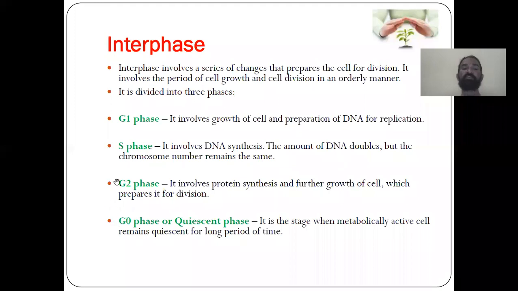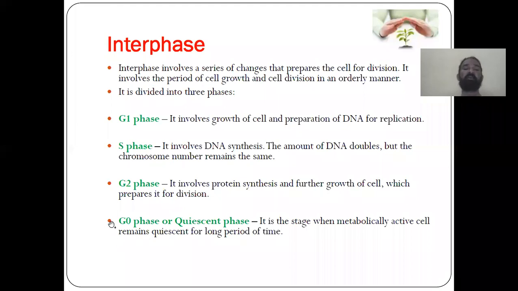In the G2 phase, especially, it involves protein synthesis and further growth of the cells, which prepares for cell division. In cell division, in prophase, metaphase, anaphase and telophase, the cell requires different kinds of enzymes and proteins, and those proteins are especially synthesized in the G2 phase. So the G2 phase involves protein synthesis, and these proteins are prepared for the division of the cell.